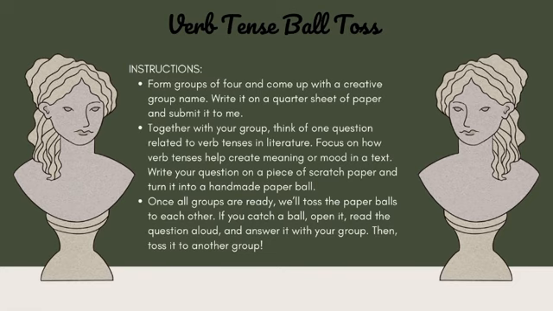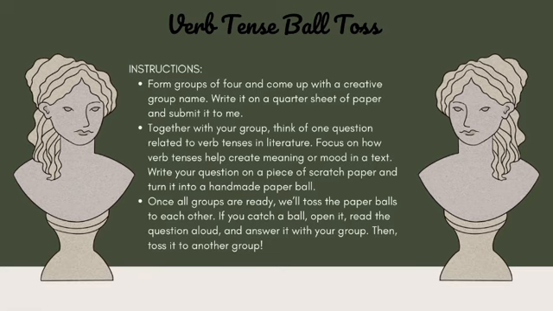Together with your group, think of one question related to verb tenses in literature. Focus on how verb tenses help create meaning or mood in a text. Write your question on a piece of scratch paper and turn it into a handmade paper ball. Once all groups are ready, we'll toss the paper balls to each other. If you catch a ball, open it, read the question aloud, and answer it with your group. Then toss it to another group.